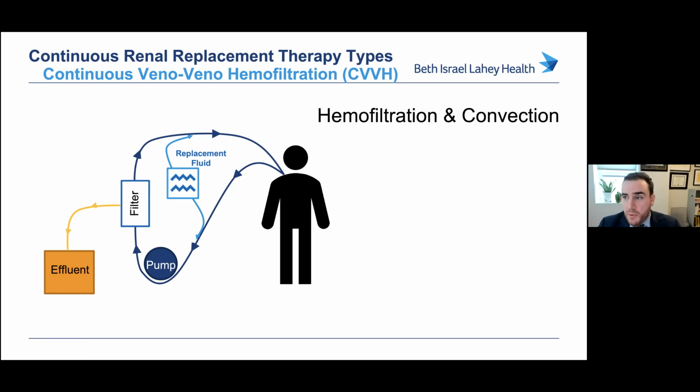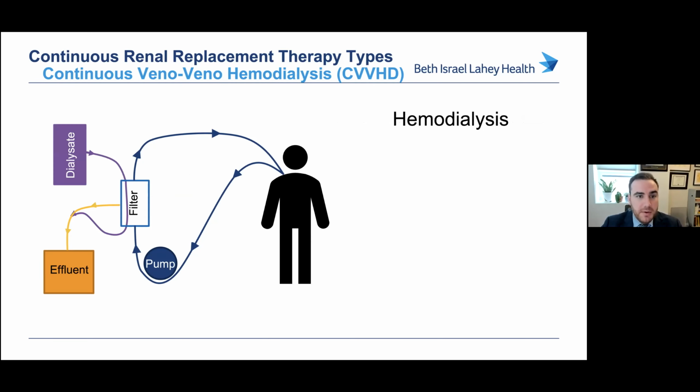This becomes important more in the ICU. If you want to have a preserved filter life and keep the filter from clotting, it's better to put the replacement fluid in before the filter. However, if you want to drag more solutes out, it's better to put the replacement fluid in after the filter. This may decrease the life of the filter somewhat, though.